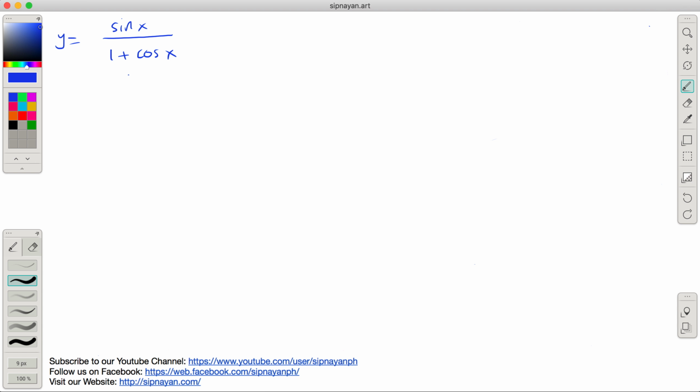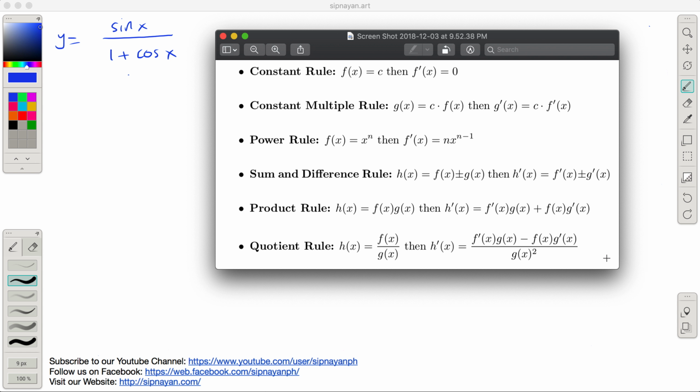So, sa pagkuha ng derivative, napag-aralan natin itong mga formulas na to. We have the constant rule, we have the constant multiple rule, we have the power rule, sum and difference rule, product rule, tsaka quotient rule. So ano ang dito? Anong gagamitin nyo dito para sa pagkuha nitong derivative ng sine x over 1 plus cosine x? Quotient rule kasi quotient of two functions siya, di ba?